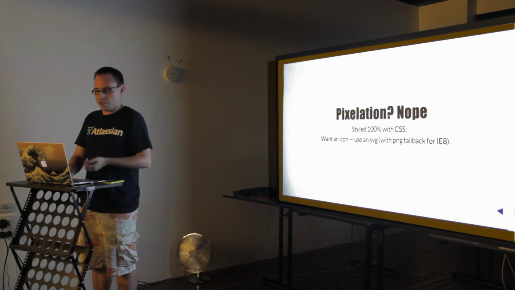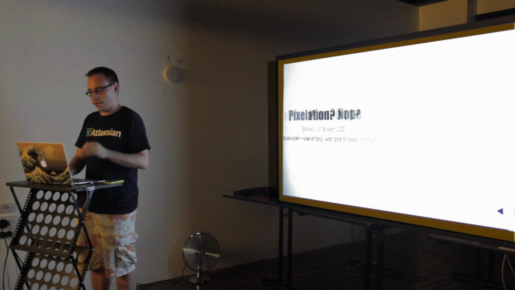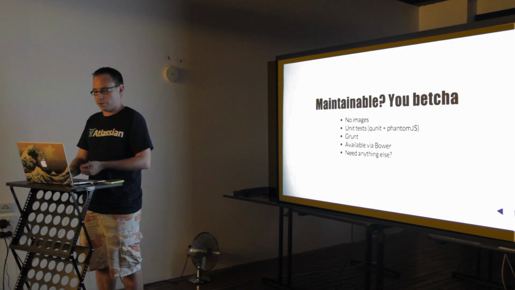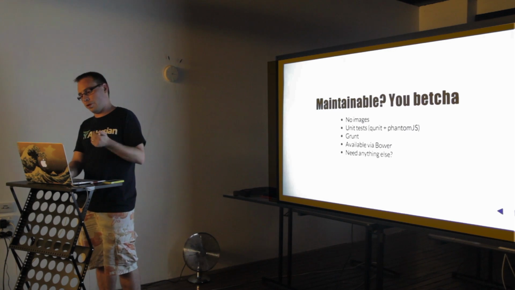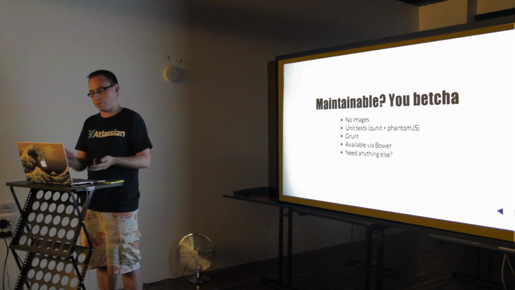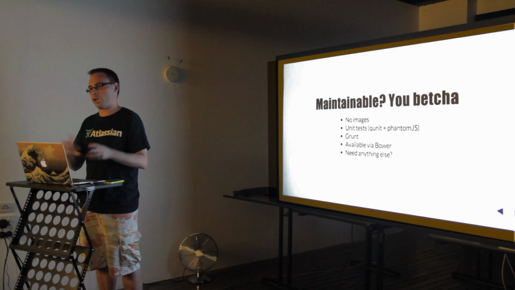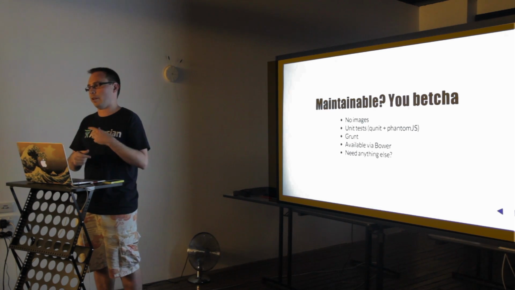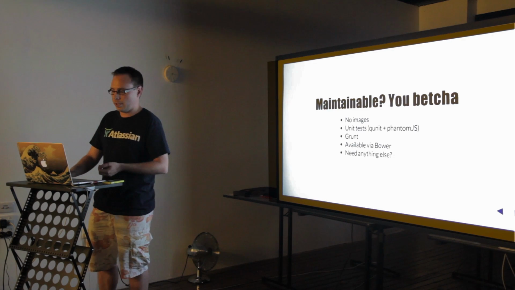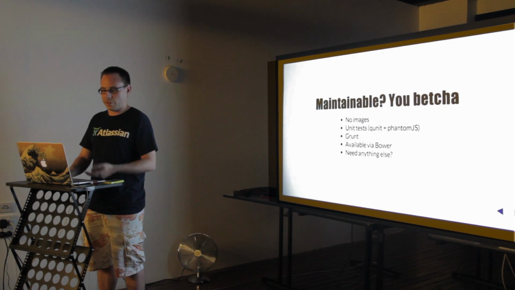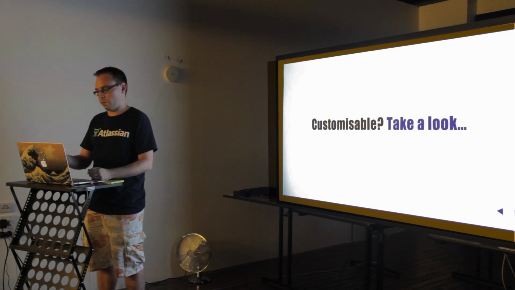No pixelation. Want icons, you can do that. Pluggable, with all the namespaced events. Maintainable, so no images. It's got grunt for the build process. Available by Bower, asterisk. I tried to push it to Bower today. They don't allow Bitbucket URLs and GitHub by a little bit, so there's an open bug. So when that gets fixed, it'll be on Bower. If there's anything else, again, Twitter, or raise an issue.